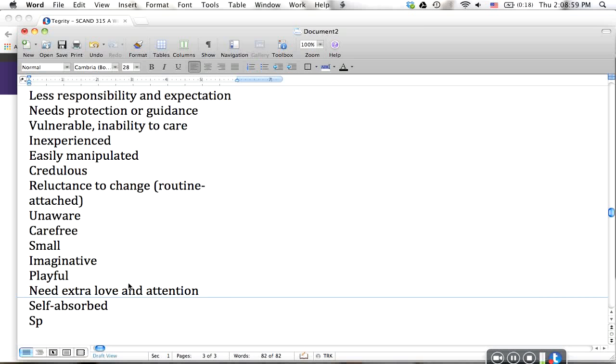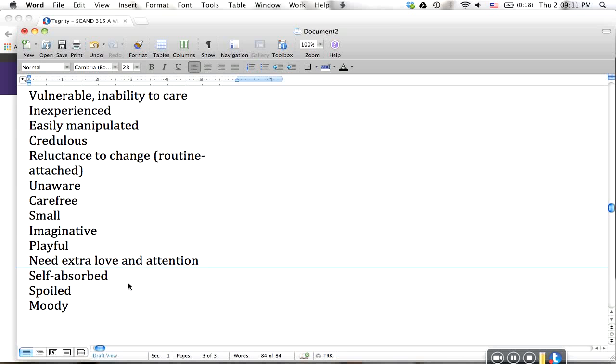The answer to that is spoiled. Right, they expect things to be delivered for them. Moody? Yeah, if you work with kids or have kids of your own, you'll know right away what that means. And what makes them moody more than anything else? Food! When they get hungry, they're just horrible, and when they've eaten, they're as happy as can be.